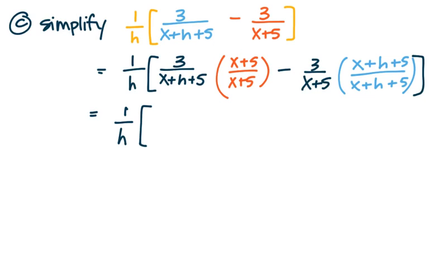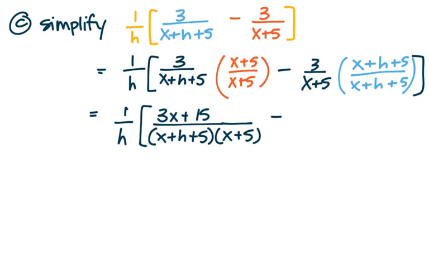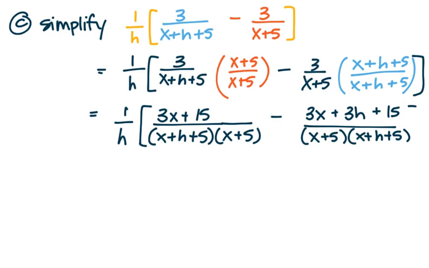3 times x plus 5, that is 3x plus 15. I'm going to leave my denominator in factored form, x plus h plus 5 times x plus 5. Minus, now this minus is in front of all of that. So I have two options. I can distribute the minus now and turn this to a plus, or I can distribute the 3 and then make sure I subtract all of this second numerator, which is what I'm going to do. So I've got 3x plus 3h plus 15 over x plus 5, x plus h plus 5.